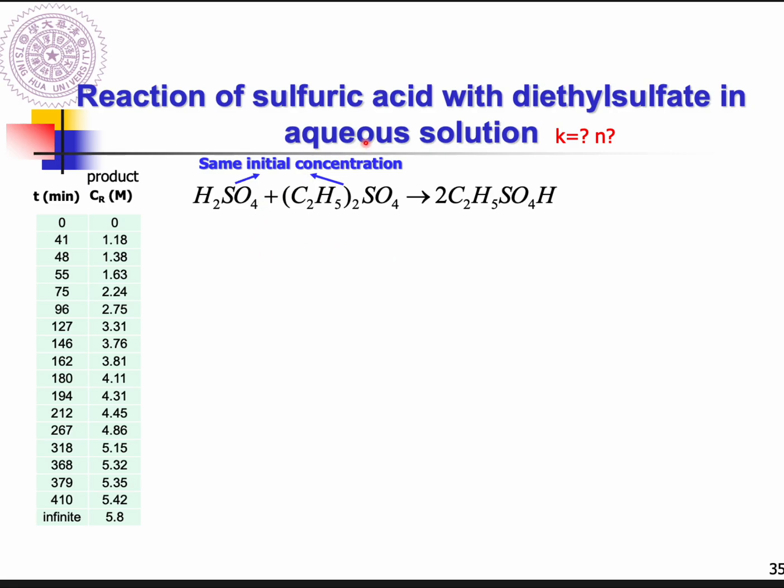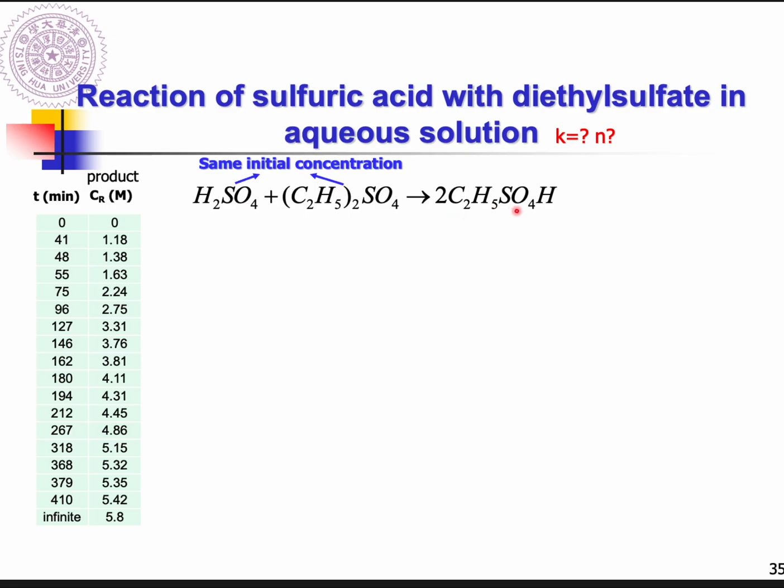The first one is this one. The reaction of sulfuric acid with diethyl sulfate generates this product. Here the question tells you that we have the same initial concentration of these reactants, and you can also record the concentration of product as a function of time from time 0 to infinity. The question here is, can you reconstruct the rate equation for this chemical reaction?